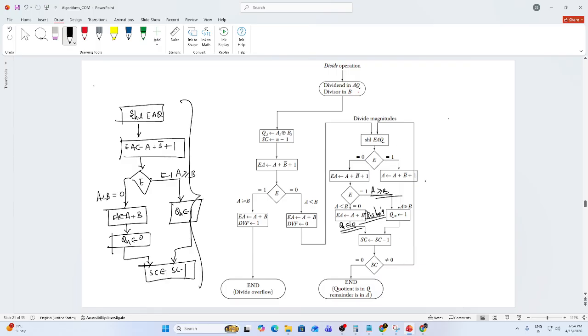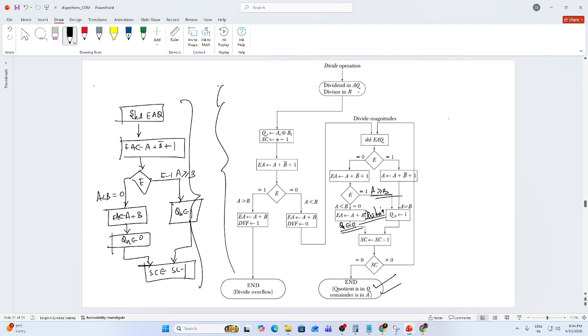This process is repeated until the sequence counter becomes 0. Once the sequence counter becomes 0, the quotient is in Q and the remainder is in A. Now, this overflow I mentioned is one of the problems in fixed point division.